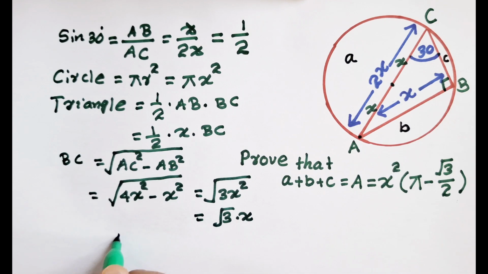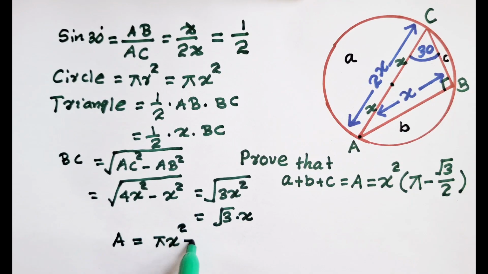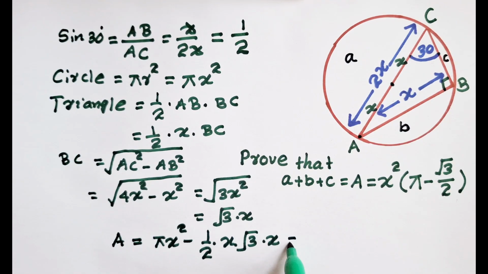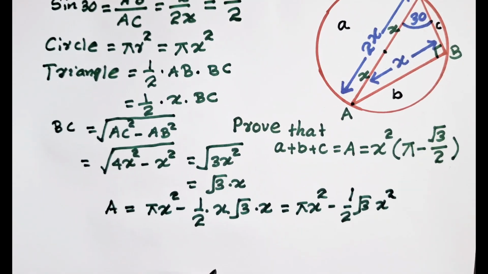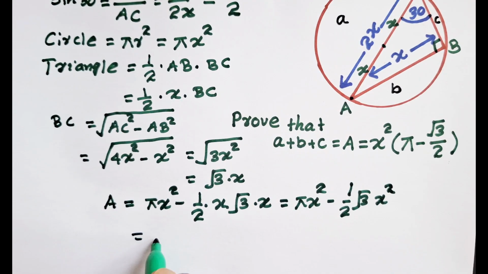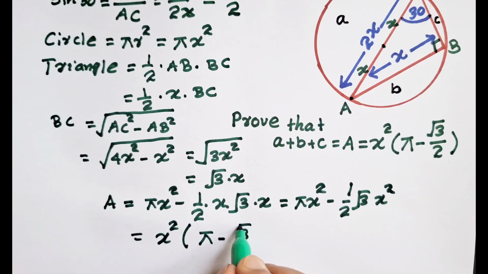Now I can find the remaining area. Capital A is equal to pi x squared, which is the area of the circle, minus half times x times the square root of 3 x, which is the area of the triangle. This is equal to pi x squared minus half times the square root of 3 times x squared. Now if I take the common factor x squared out, then x squared times pi minus the square root of 3 over 2. So this is our final answer.